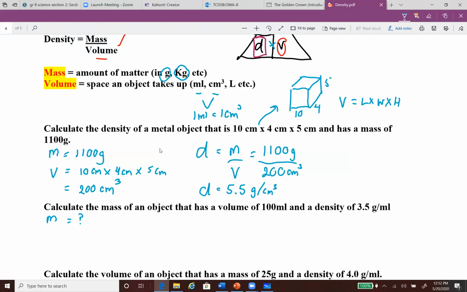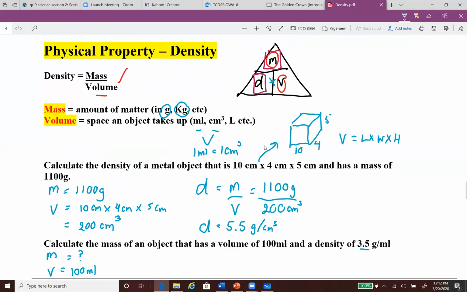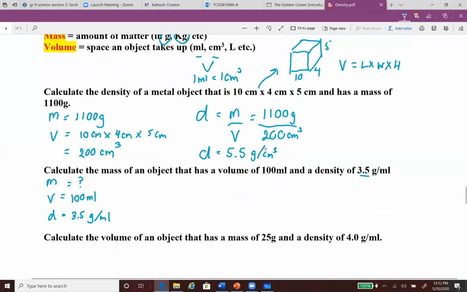So what we have is the volume. It says that the volume of this object is 100 milliliters, and the density is 3.5 grams per milliliter. Okay, right here. So from our little magic triangle, mass is density times volume.